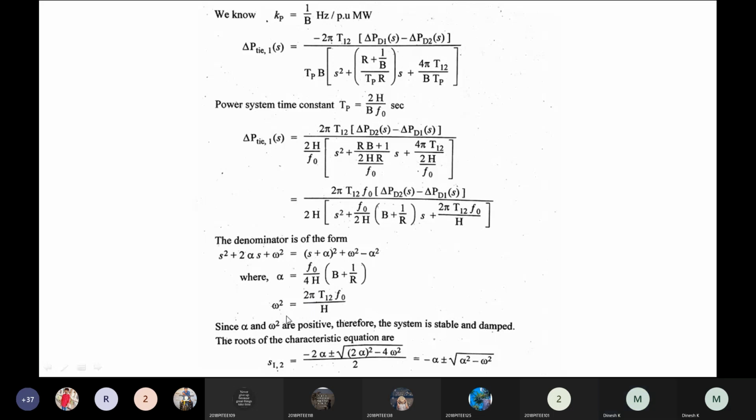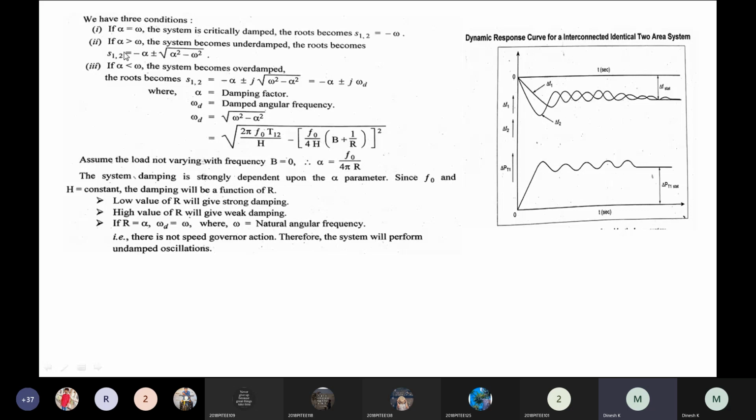So we have alpha and omega square positive, and the system is stable and damped. The roots should be obtained in this manner, that is minus 2 alpha plus or minus root of 2 alpha square minus 4 omega square by 2a. This we know, we have been studying this equation since childhood: minus b plus or minus root of b square minus 4ac by 2a. That is the equation, given here as alpha. Correct, so in case of your dynamic case, we have three conditions.